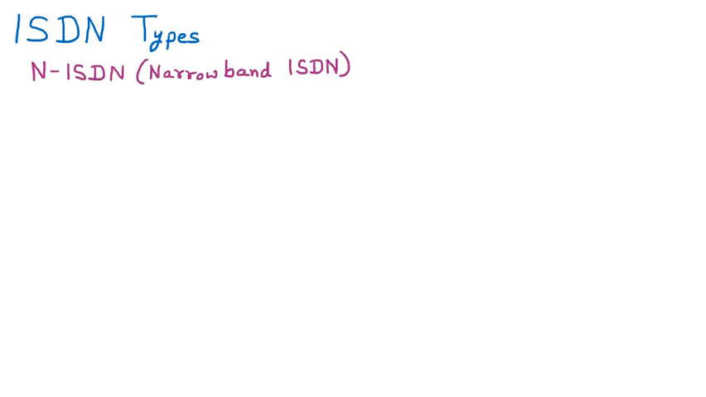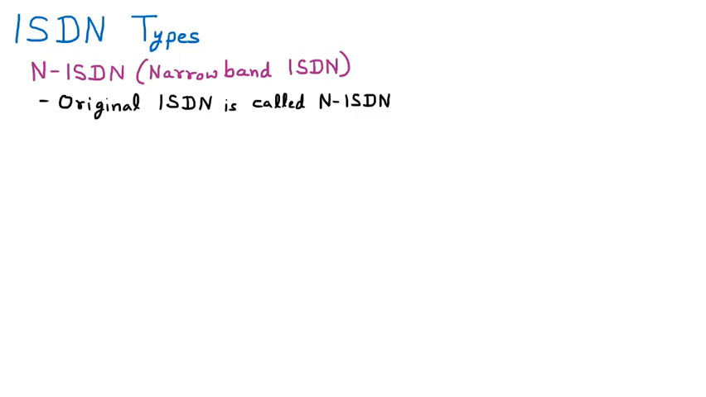So first of all, we are starting with the N-ISDN, or Narrowband ISDN. As the name signifies, narrow means small, so less data can be transferred and the speed is less. Simply put, the original ISDN that came into the market is known as N-ISDN. Here the path is narrow, which is why less data can transfer and obviously the speed is less.